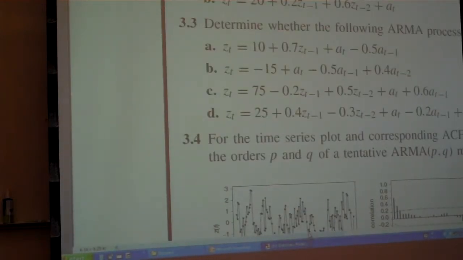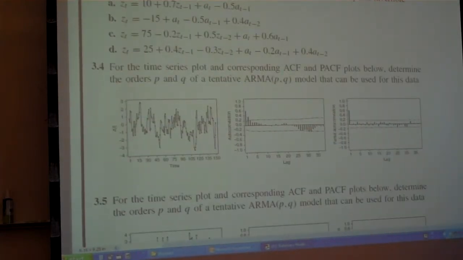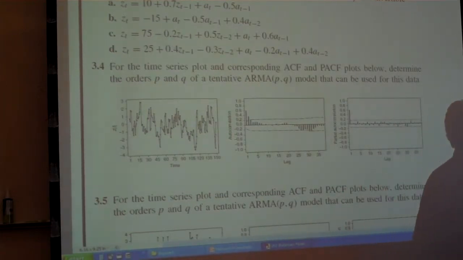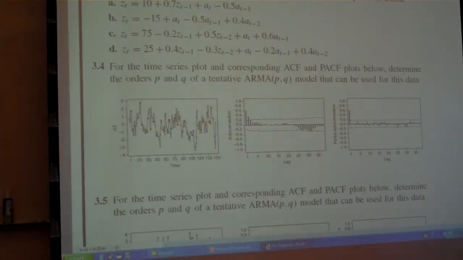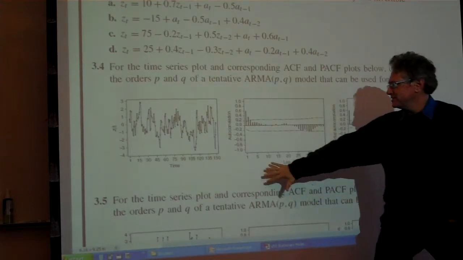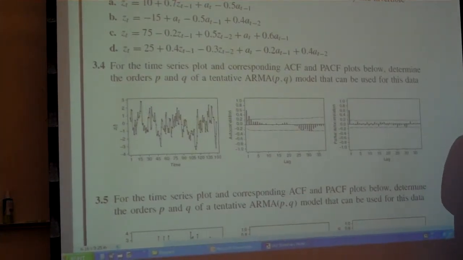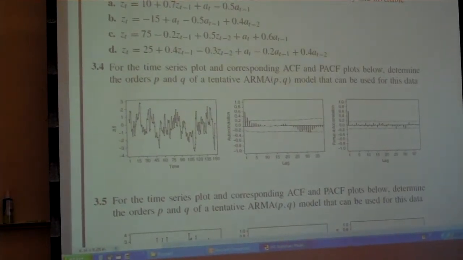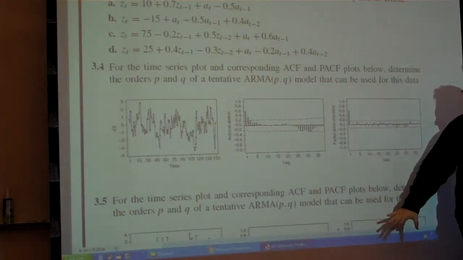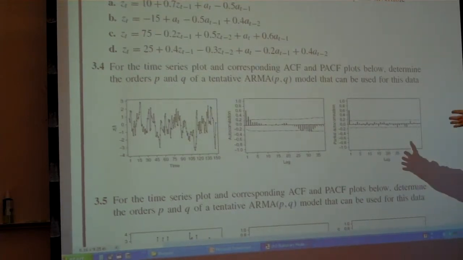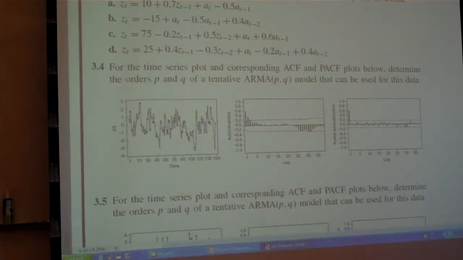But let's just remind your brain of these rules of thumb for picking preliminary moving average and autoregressive components. There's a bunch of examples here of time series, the autocorrelation function, and partial autocorrelation function. So, for this example, what would your tentative guess be, based on these patterns, as to what P and Q would be for an ARMA model?